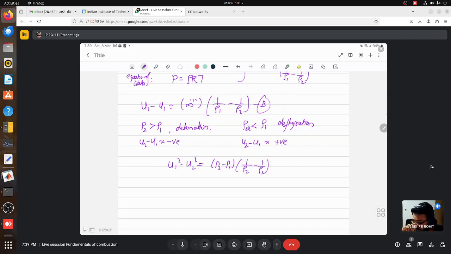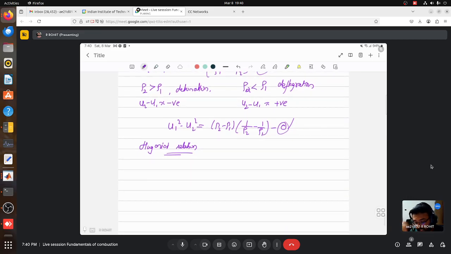So substituting the above equation into the energy equation, this equation into the above equation that you have, you get something called the Hugoniot curve, or the Chapman-Hugoniot relation. This is found by taking the energy equation also into account. So your H2 minus H1 will now be equal to half U1 square minus half U2 square, which you can substitute now based on this B expression and C expression.